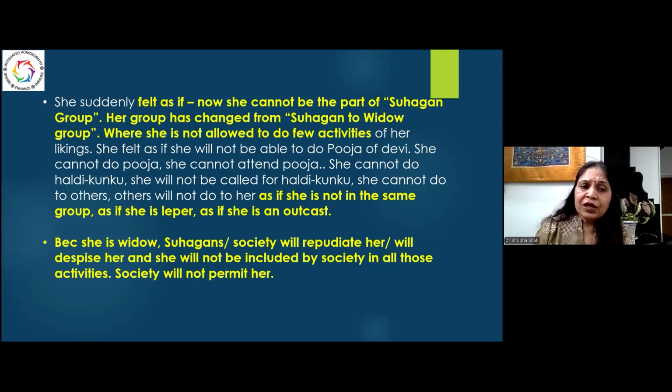And she was really feeling as if she's not a part of this group, or as if society will look at her as if she's a leper or an outcast. कि जैसे कि वो अछूत है, and she will not be allowed. So this feeling was haunting her a lot. Because she is a widow, she will now be repudiated. She will be despised, meaning society will despise her and repudiate her, and she will not be included in these activities.